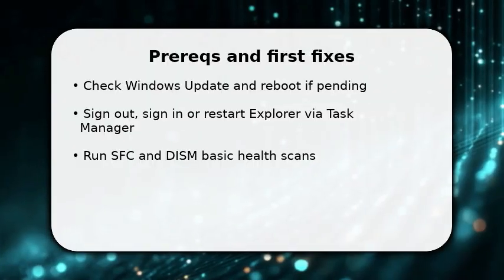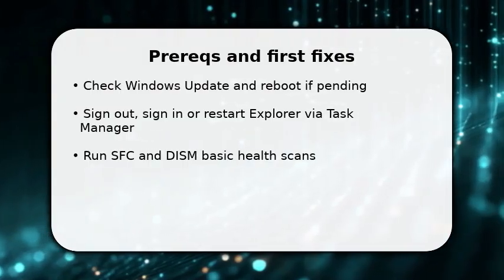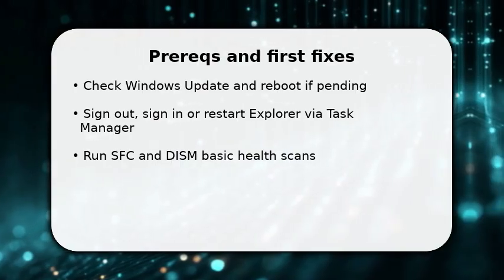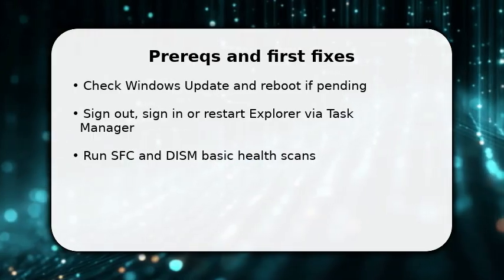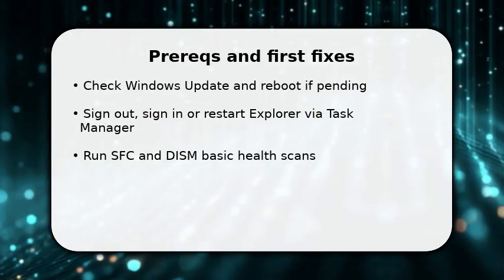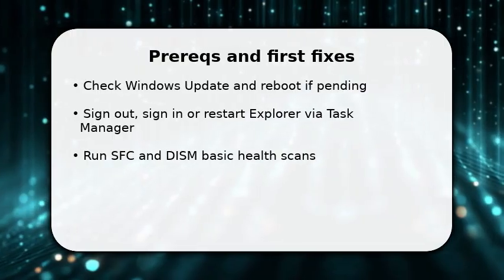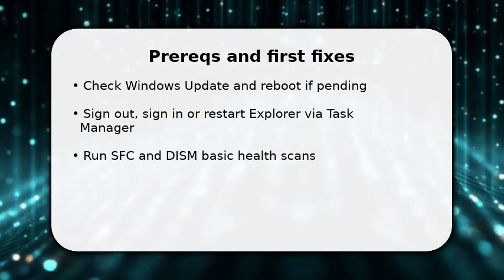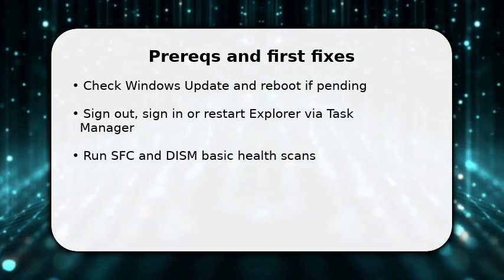You'll start with quick prerequisites you must do immediately. Make sure Windows Update has no stuck installs and reboot if needed. Once done, sign out and back in, or open Task Manager and restart Windows Explorer to restore UI responsiveness. While you're there, run System File Checker, SFC /scannow, to repair corrupt system files, and DISM to restore component store health. These address the most common underlying causes and prepare the system for deeper fixes.